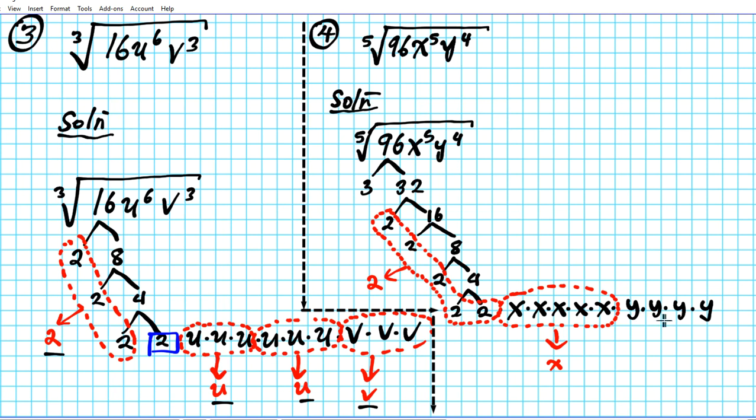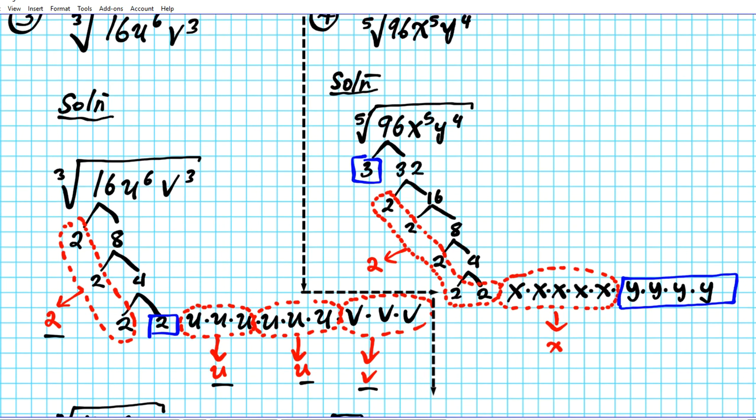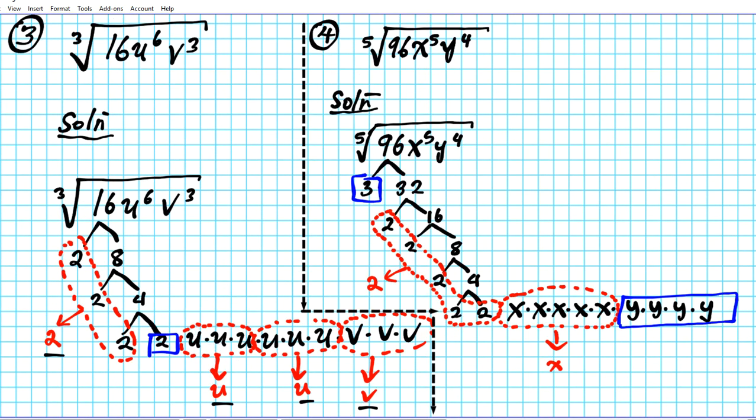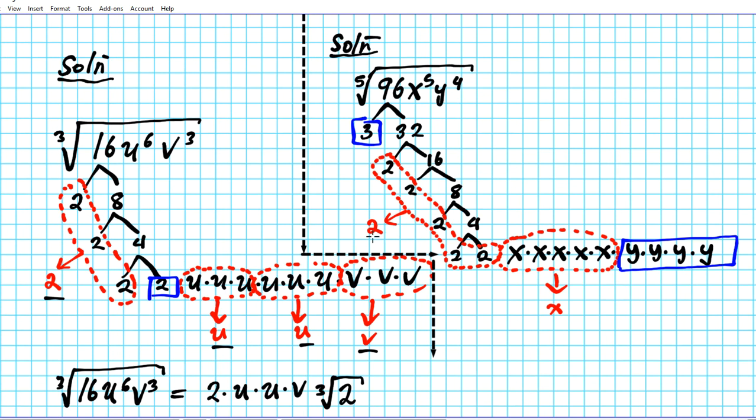For the y's, there's only 4. It's not big enough, so this entire situation stays behind. And then the 3 is just one of them. We need at least 5 in order for it to break out, okay? Alright, so that shows us what our answer is going to look like. Let's go ahead and write it down.